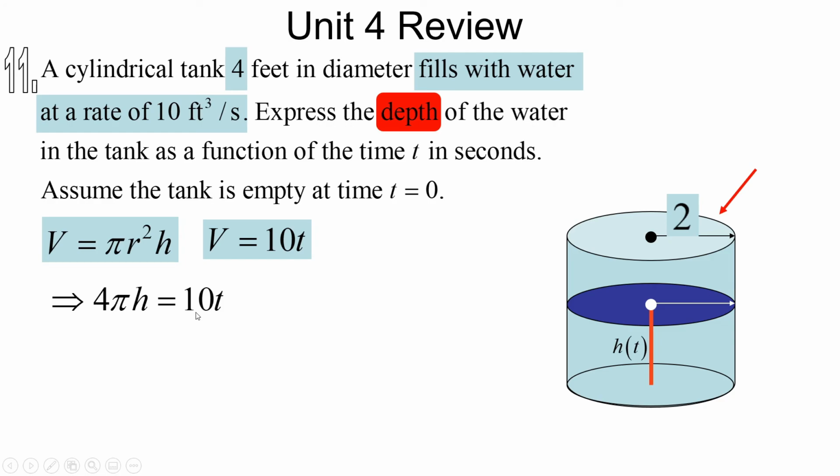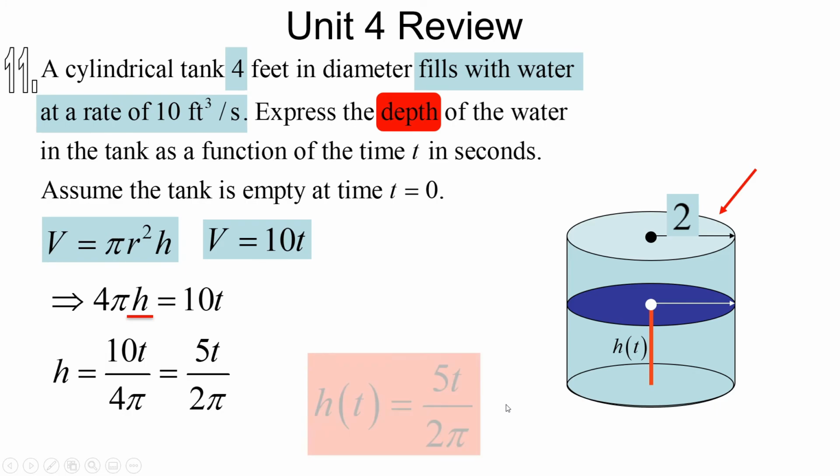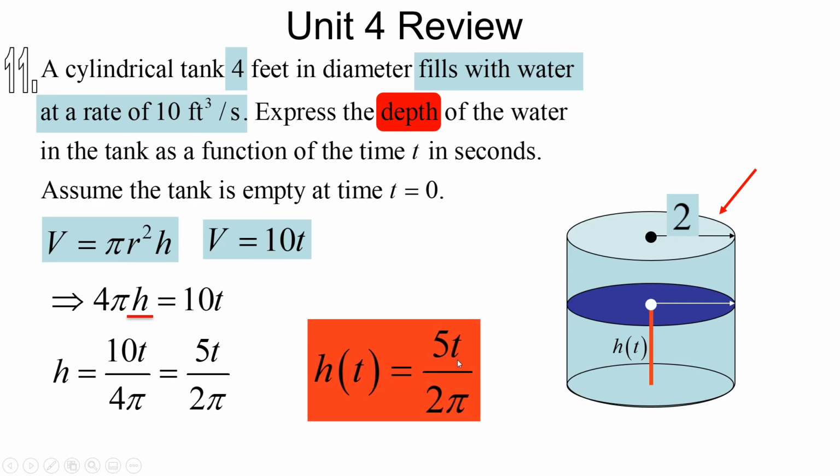And now, h in terms of t. Solve for that h. So h equals, well, we have 10t on the right, and we've got to divide that by the 4 pi. And let's just simplify that. So 10t over 4 pi would be, what, 5t over 2 pi? There you go. So, one more time, express the depth of the water, which we're calling h of t, in the tank as a function of the time t in seconds. So, h of t equals 5t over 2 pi. All there is to that. Pretty darn cool.